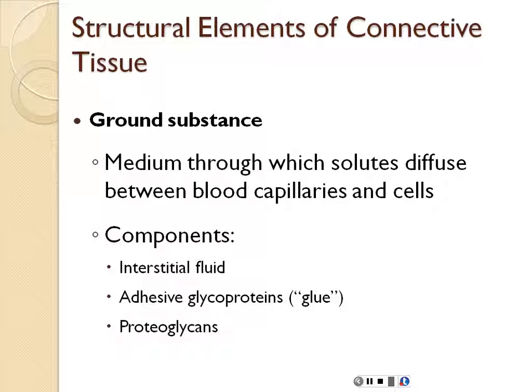So the components, you have interstitial fluid. You all should be familiar with that word. Interstitial fluid is the fluid of any tissue. The fluid between the cells is referred to as interstitial fluid. It's also the same as extracellular fluid. So you would find interstitial fluid in the matrix of a tissue. Extracellular fluid of a tissue.